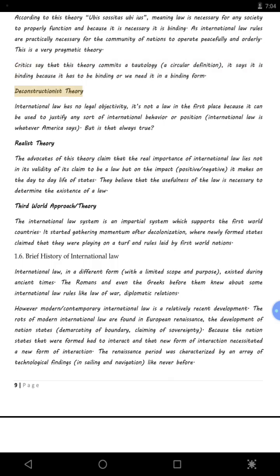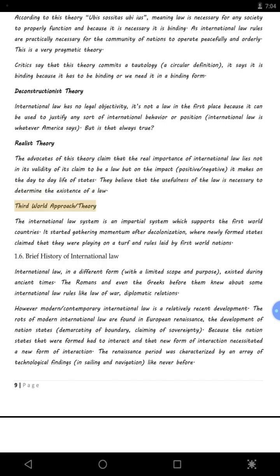Deconstructionist theory. International law has no legal objectivity. It's not a law in the first place because it can be used to justify any sort of international behavior or position. International law is whatever America says. But is that always true? Realist theory. The advocates of this theory claim that the real importance of international law lies not in the validity of its claim to be a law, but in the impact, positive or negative, it makes on the day-to-day life of states. They believe that the usefulness of the law is necessary to determine the existence of a law.